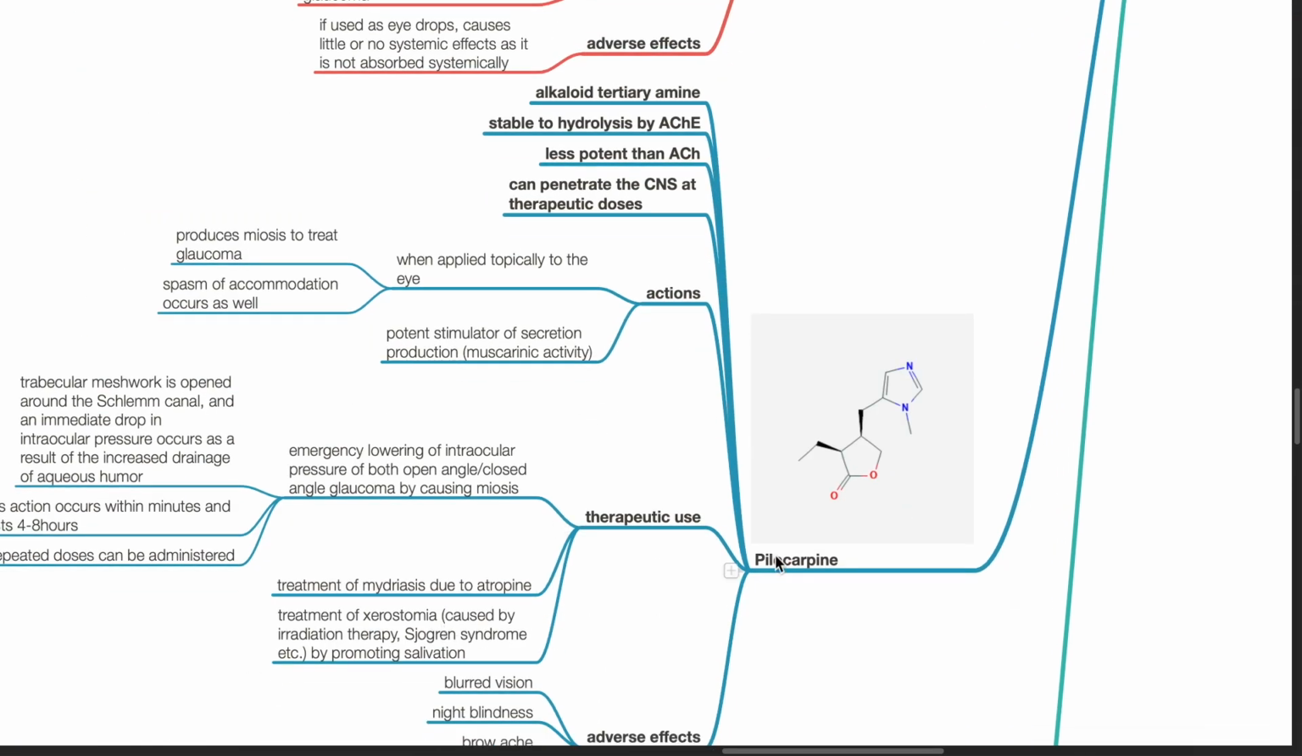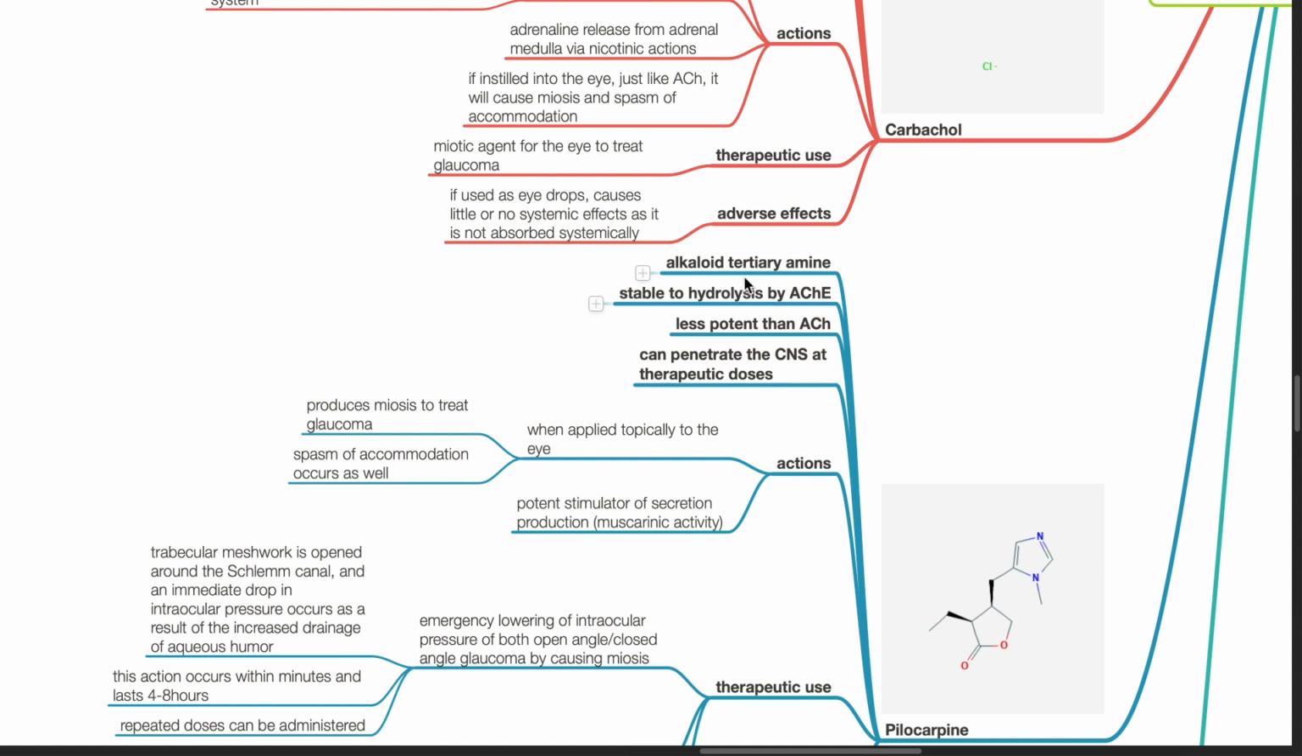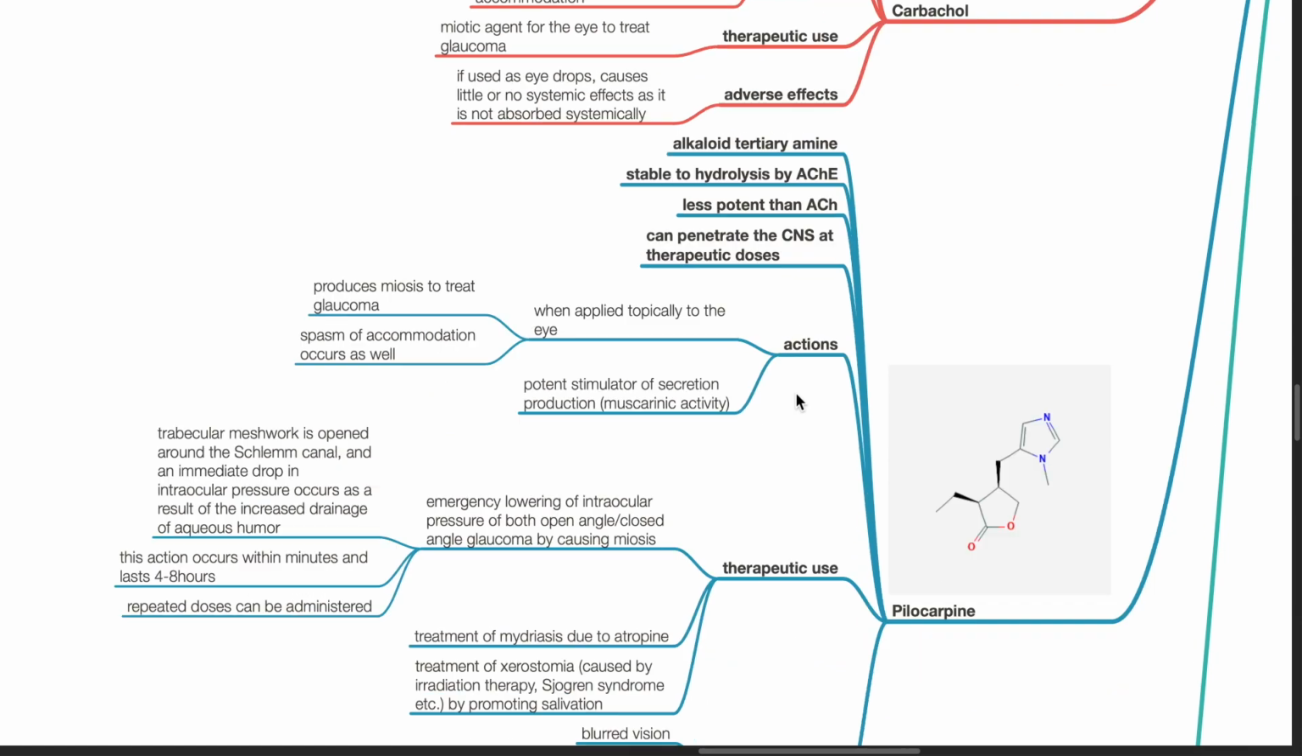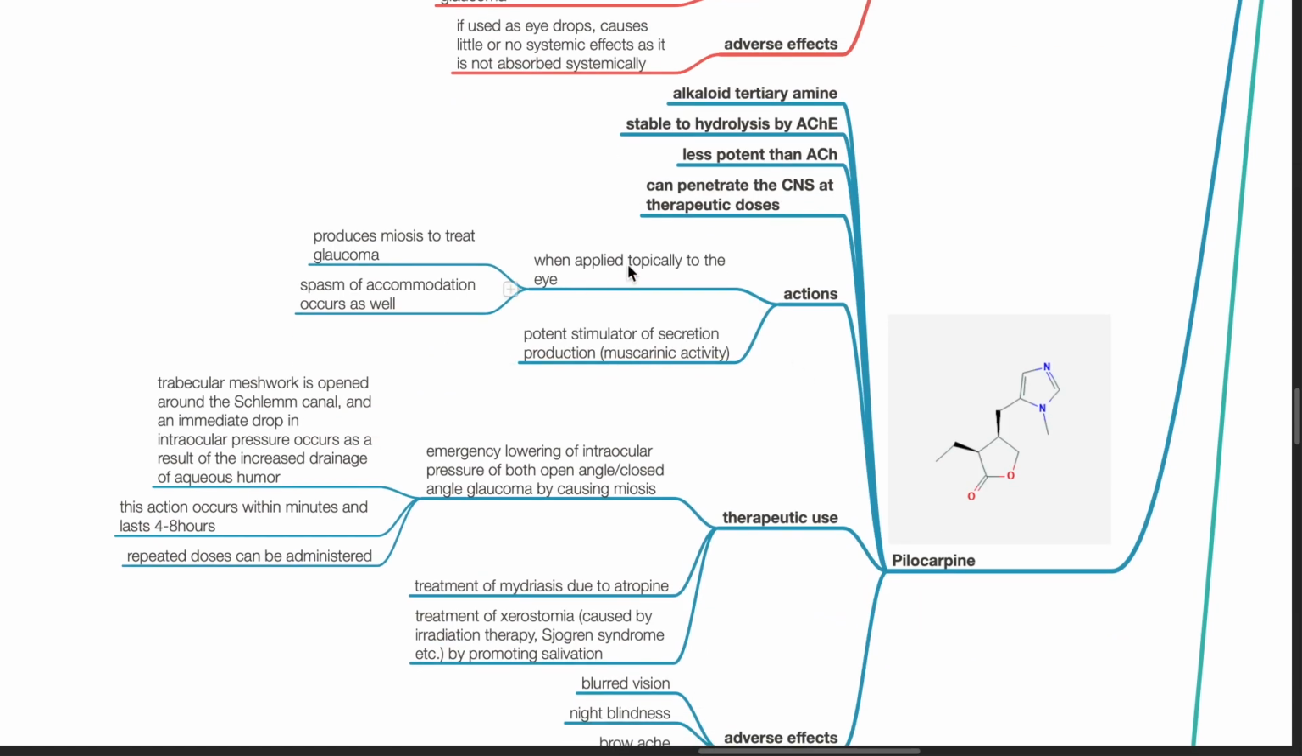Pilocarpine. It is an alkaloid tertiary amine. It is stable to hydrolysis by acetylcholinesterase. It is less potent than acetylcholine and can penetrate the central nervous system at therapeutic doses. Actions. When applied to the eye, it produces miosis to treat glaucoma. Pilocarpine is a potent stimulator of secretion production.